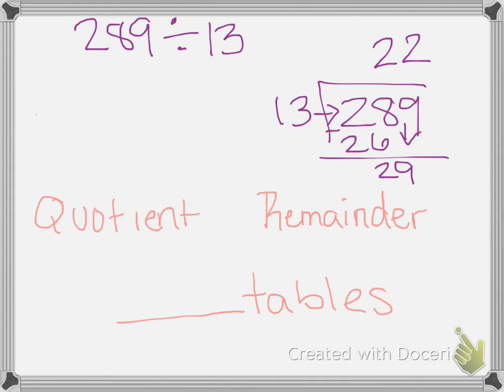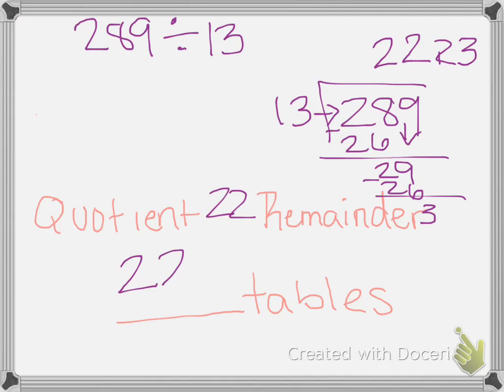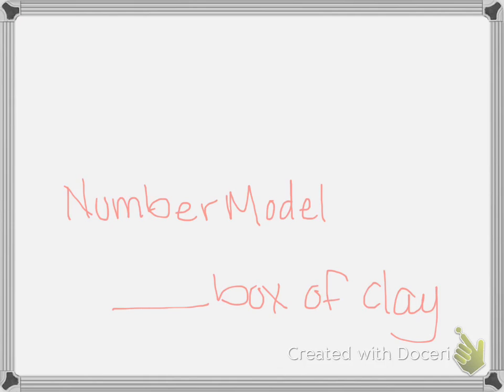So for 29, it would be 26. 2 times 13 again is 26. We have nothing more to bring down, therefore our remainder is 3. So our quotient is 22, our remainder is 3. So therefore we can decorate 22 tables.